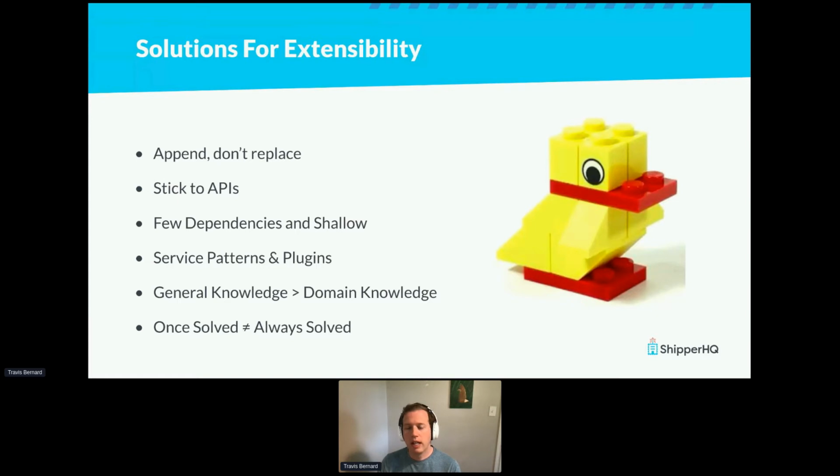And so if we can keep up with those changes, moving our code onto these defined APIs rather than doing module overrides and things like that, then we're going to find that our extensions are easier to maintain, easier to work with. A general coding practice too is remember, few dependencies and shallow.